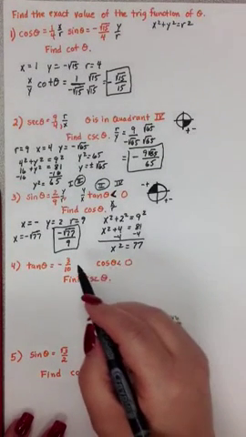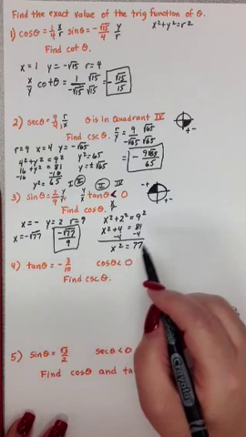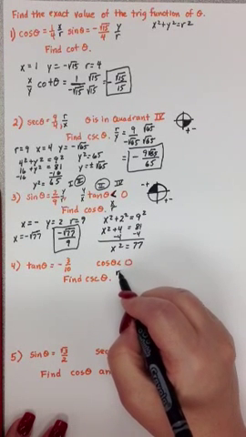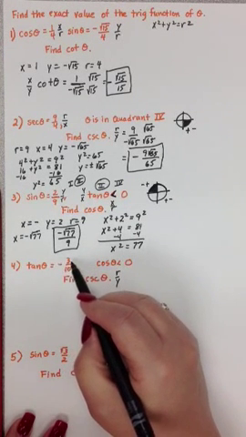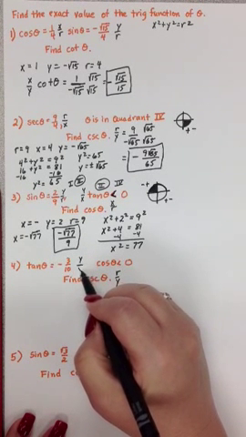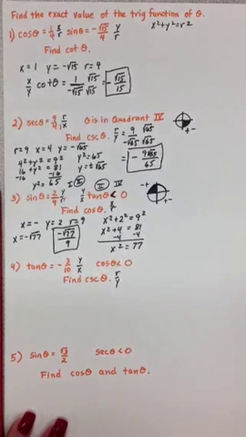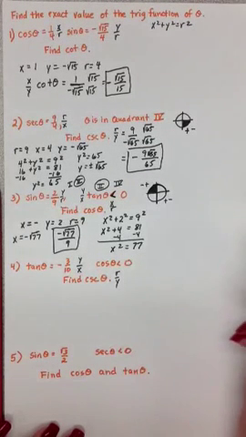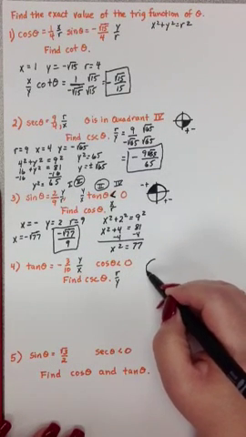All right, next they asked me to find cosecant of theta, which is r over y, but they told me that tangent's negative 3 over 10. I know that tangent is y over x. I don't know where that negative is going to go. Does it go with the y? Does it go with the x? But hopefully this will help me figure it out.